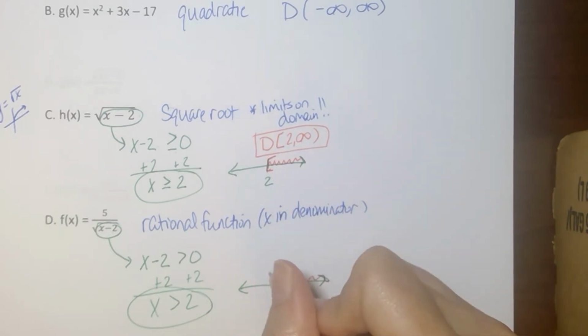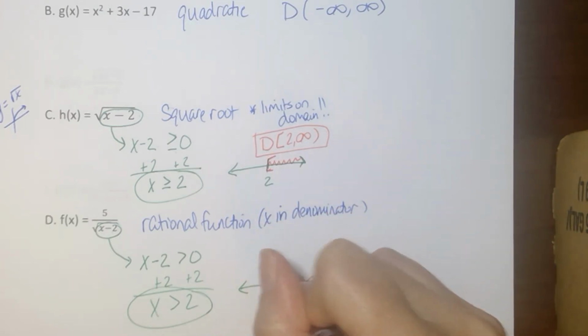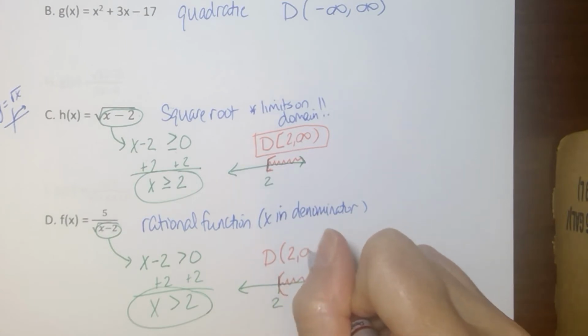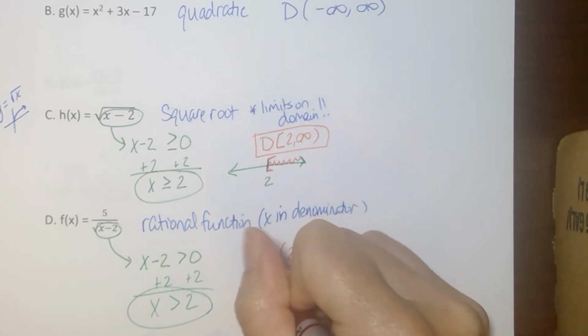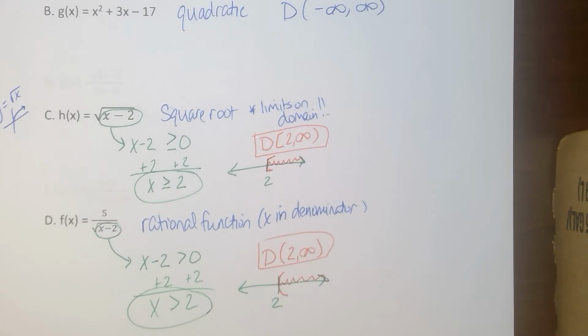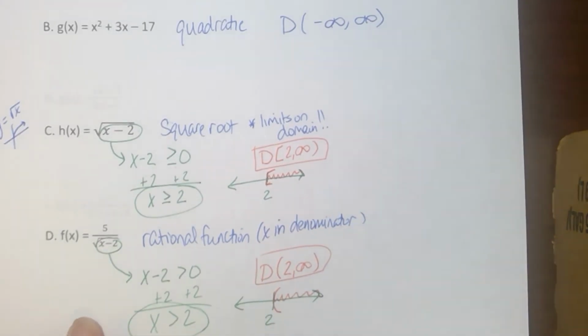I can include 2.0000001, but I can't include 2. So my domain looks a little different. That difference, though, is important. All right, let's look at E. Let's go to the next page and look at E.